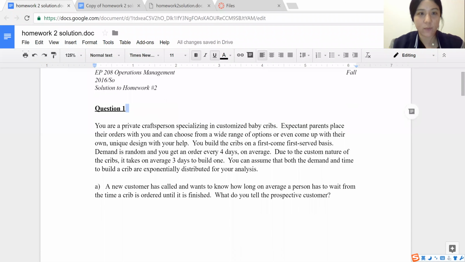First, let's look at homework one. Suppose you are a private craftsperson specializing in customized baby cribs. Expectant parents place their orders with you and can choose from a wide range of options or even come up with their own unique design with your help. You build the cribs on a first come, first served basis.